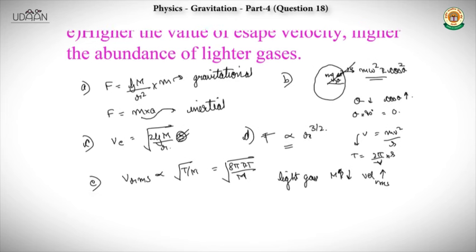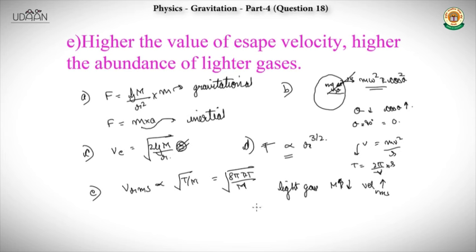So therefore for a planet, if the escape velocity is very high, like V escape is very, very high, then this lighter particle might not be able to escape. But if the escape velocity is low, like it is not very high, then there is a possibility that the VRMS of the light gas will be higher than the V escape. So therefore this can escape.